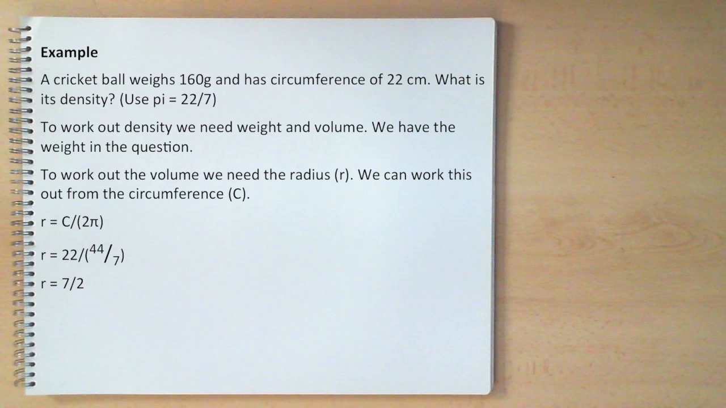So now we have the radius of the cricket ball, we can work out the volume. We take our equation for the volume from our formula sheet, 4 pi r cubed over 3. We put in our value of 7 over 2 for the radius. We've also got a value of pi of 22 over 7. If we put all those numbers in there, you see we get that particular equation, and if we work that through either on a calculator or by judicious cancelling, which we can do here, we end up with volume equal to 539 over 3 centimeters cubed.